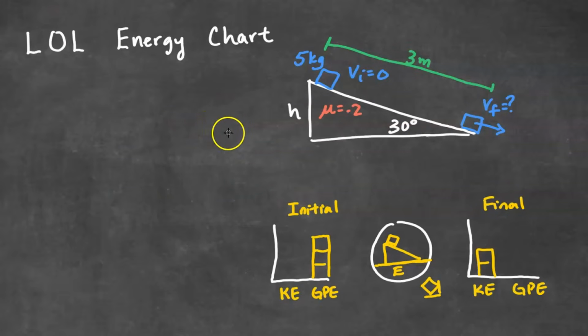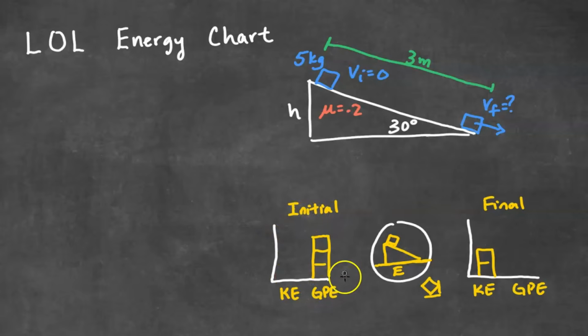When solving energy problems, it's helpful to use an LOL energy chart. Here we have a block of 5 kilograms sliding down a ramp which is 3 meters long, and we want to find out what the velocity of the block is at the bottom of the ramp. First we're just going to qualitatively represent this, and then next we're going to mathematically solve it.